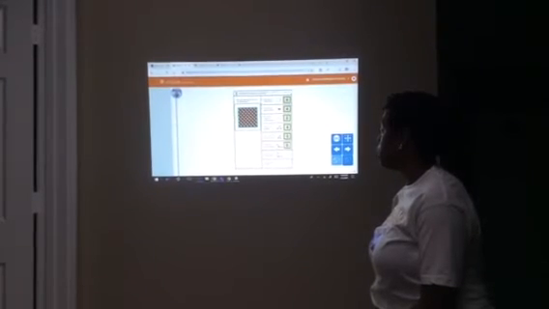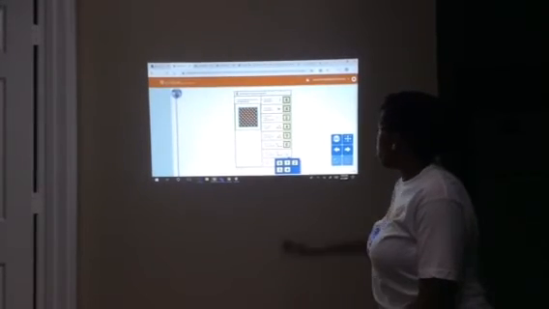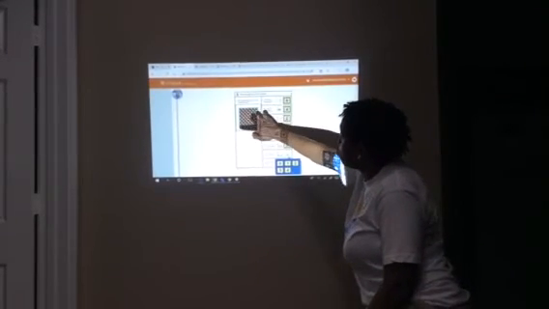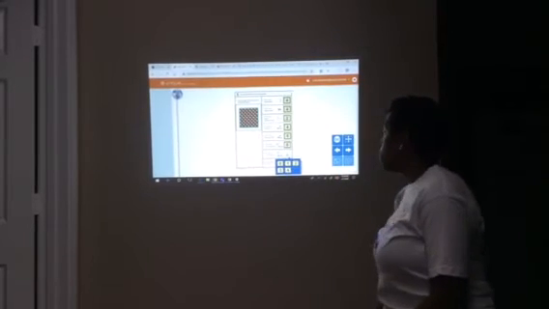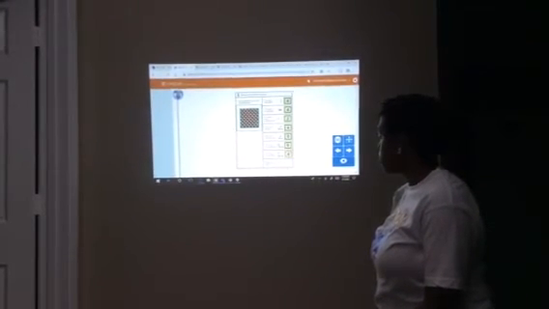Are there any right angles? Yes. We have 1, 2, 3, 4. 4 right angles. So we're 4. 4.